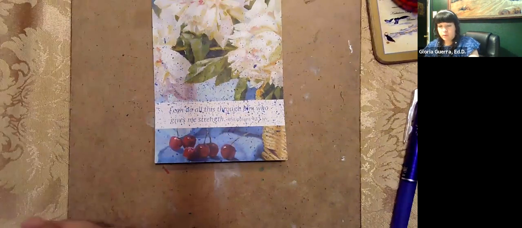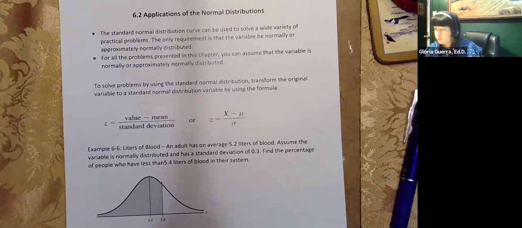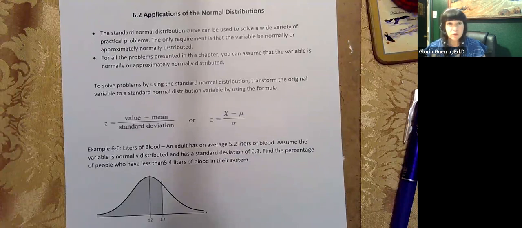Okay. All right. So if we look at what it says, it's got some vocabulary at the top for section 6.2. It says that the standard normal distribution curve can be used to solve a wide variety of practical problems. The only requirement is that the variable be normally distributed, approximately normally distributed. For all the problems presented in this chapter, and especially this section 6.2, you can assume that the variable is normally or approximately normally distributed. And that's why we can apply ideas from section 6.1.